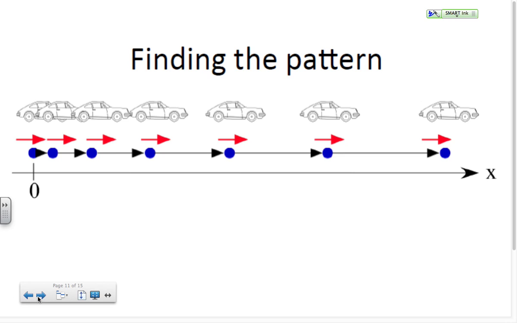Now, I'm going to show you 4 scenarios, and I want you to see if you can figure out what the pattern is regarding the direction of the velocity and the direction of the acceleration and whether or not the object speeds up or slows down.